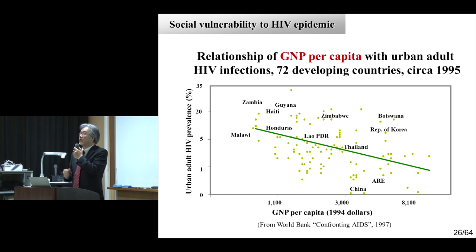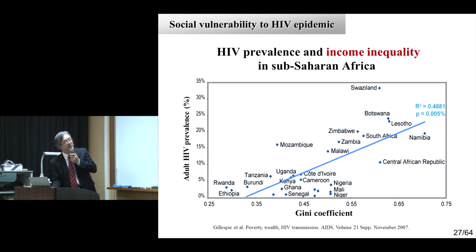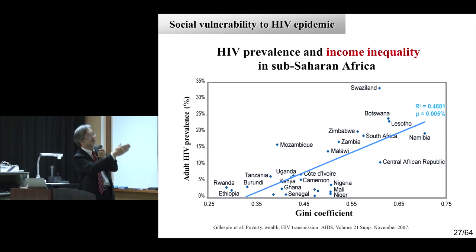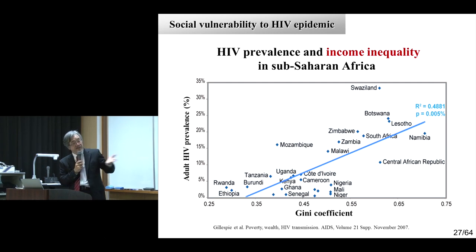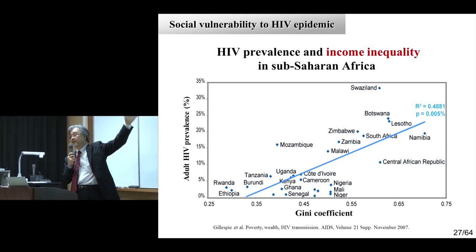Are there any comments? The poorer the people, the more the risk of HIV infection. This sounds very natural, but when we start to think why, the answer is not very easy. Okay, so go to the next slide. So this is the relationship between Gini coefficient and HIV prevalence. The higher the Gini coefficient, the higher the HIV prevalence.